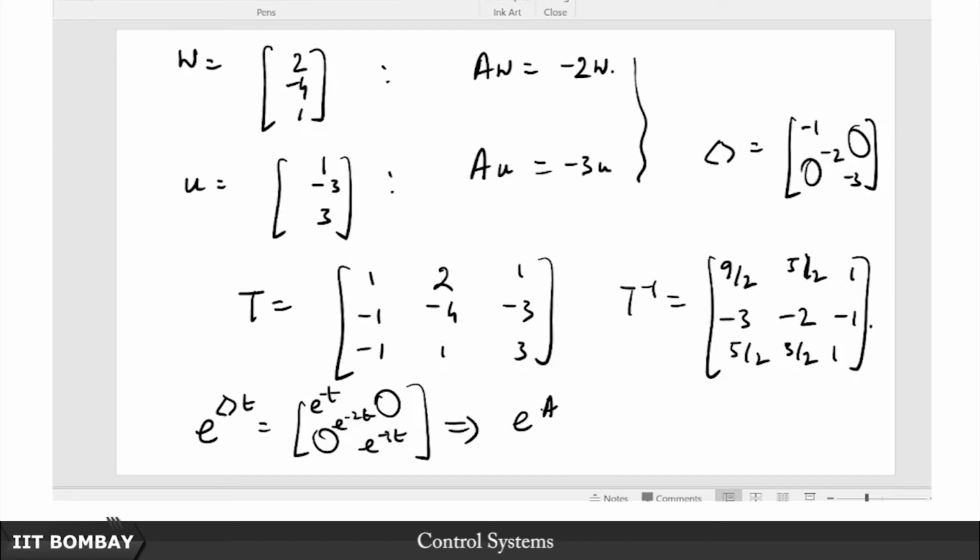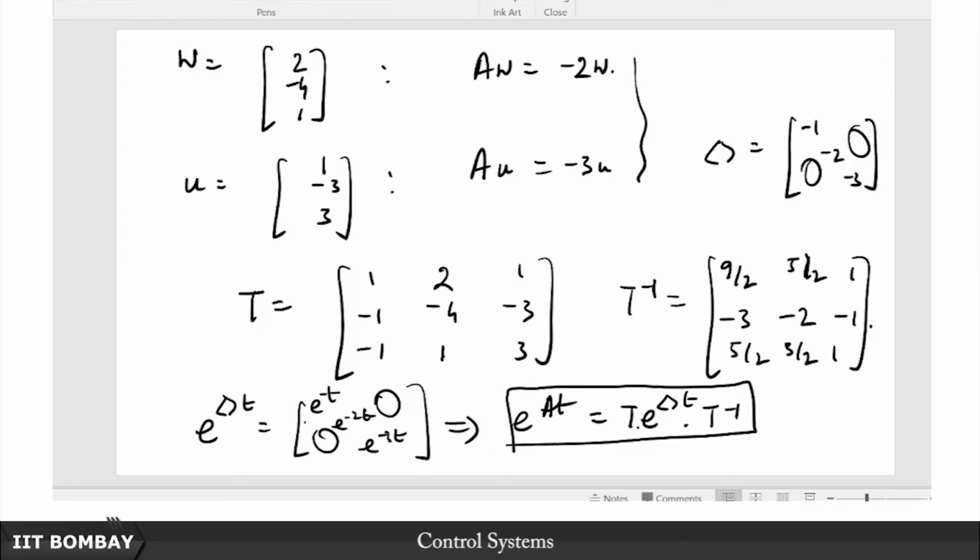And finally, if you want to obtain e to the At, as we have already shown before in the previous lecture, you just take T times e to the lambda t times T inverse. I have not completed that calculation, that again you do for yourself, or maybe take the aid of MATLAB and check that this is indeed the e to the At. So this is an efficient way of computing this.